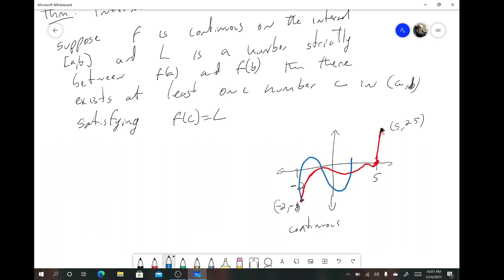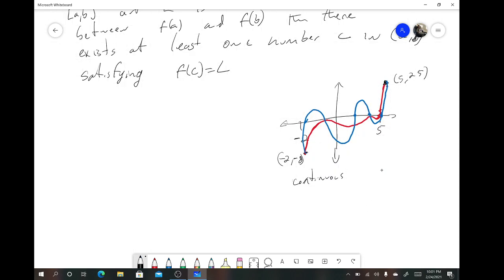Now, you could have more than one. You could have some function that does something like this. And that's okay. Here we have multiple ones. But because f is continuous and you know that you have a point on the negative side and a point on the positive side, you are guaranteed to have at least one solution for the function.